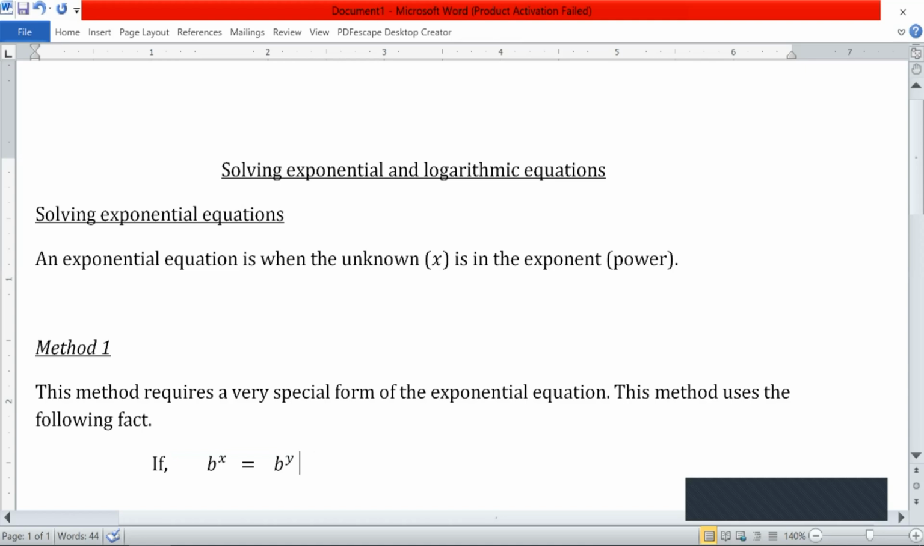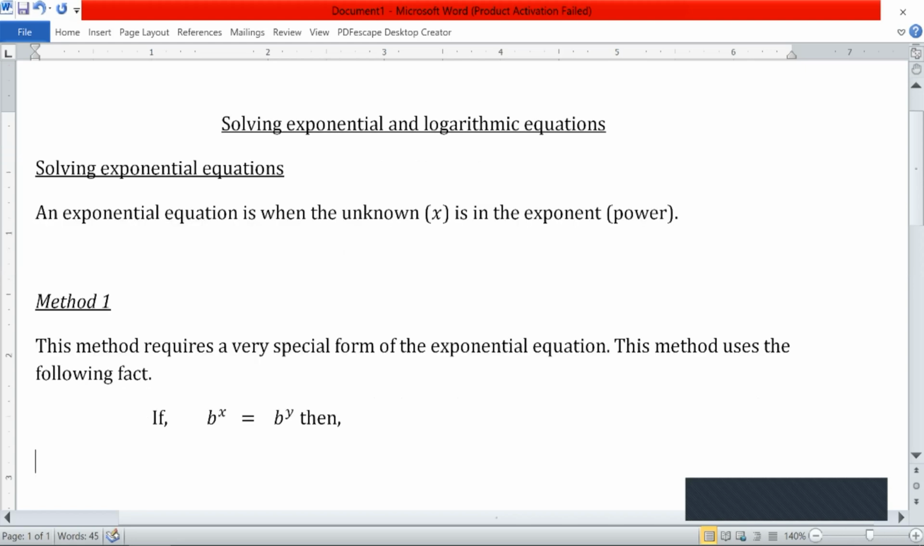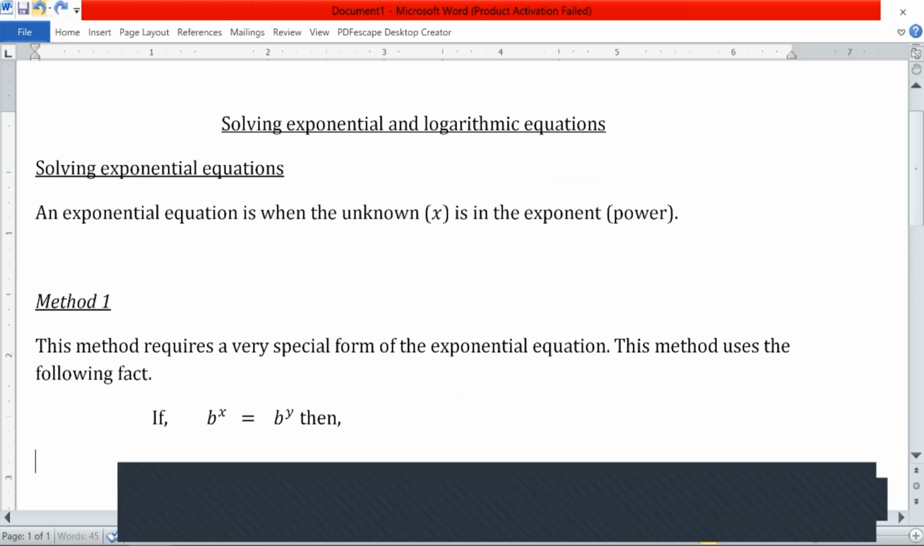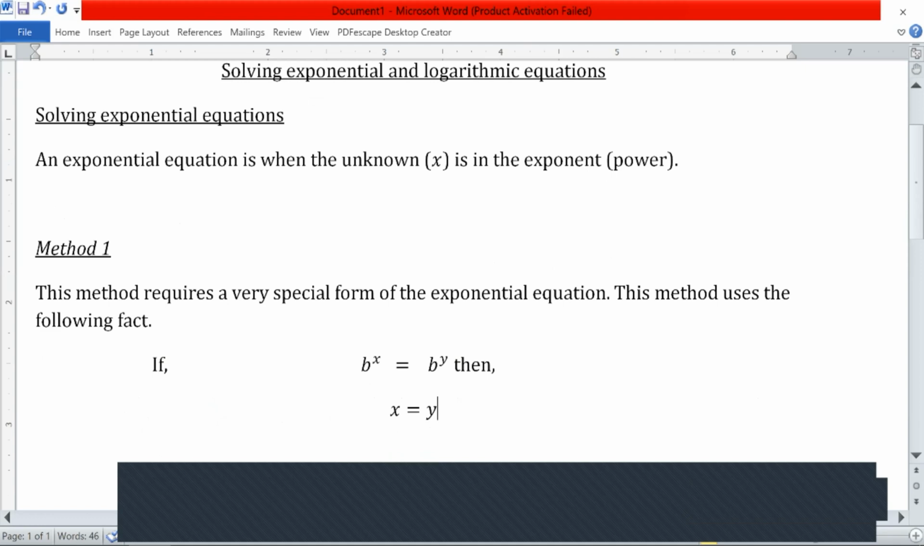2 to the power of x is 32. So if you have this, then we can immediately say that x is equal to y. I will show you an example. Here's an example where we can use this.